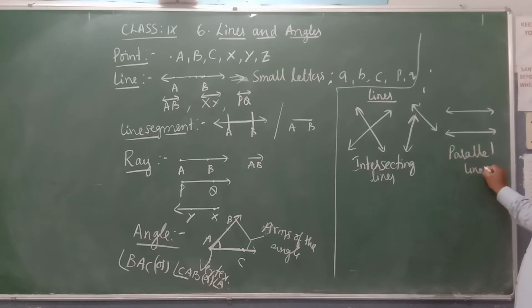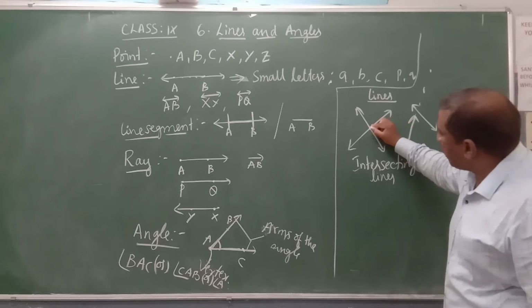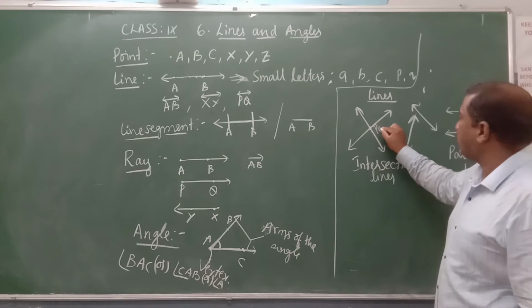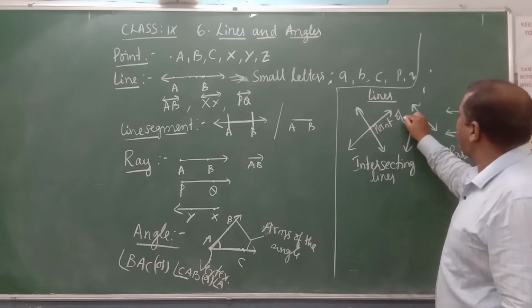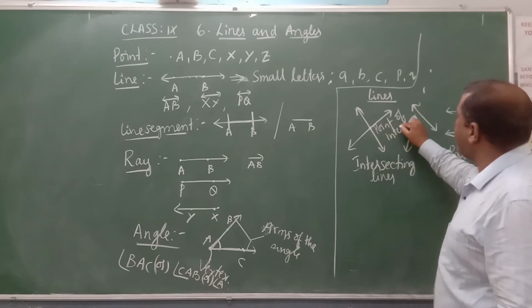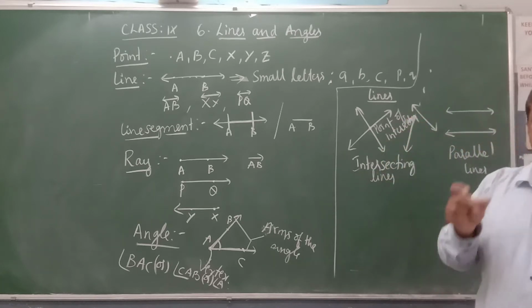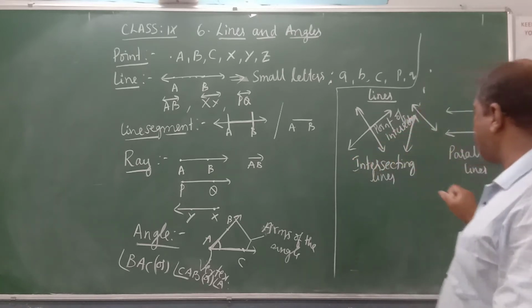So intersecting lines intersect each other at one point. This point is known as the point of intersection. That point of intersection is the common point for both the lines.